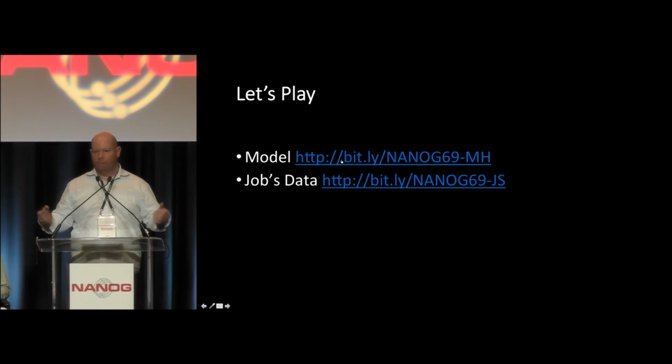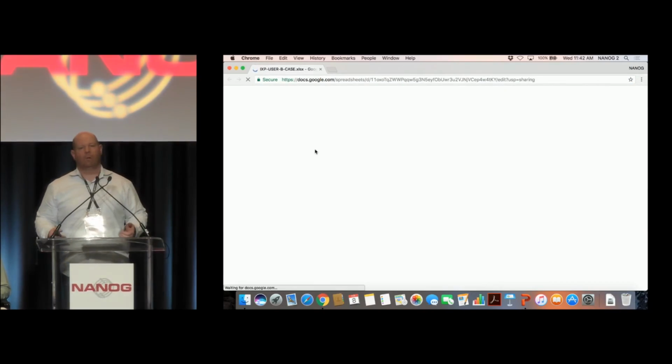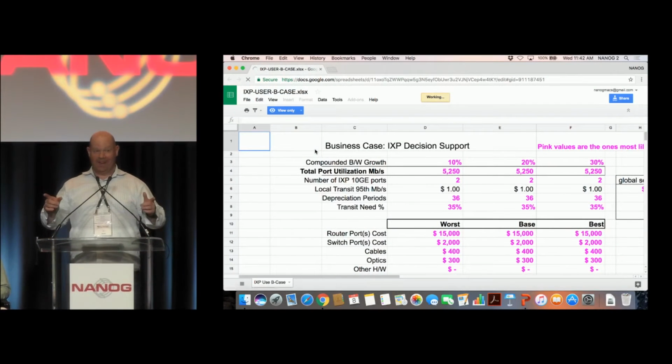So let's play, and to work within the constructs of the room, I'm going to work with Allison, and we're going to bring up the model. And please don't modify this while I'm talking. You'll make me look really stupid, because you'll piss off a lot of IXPs as well.